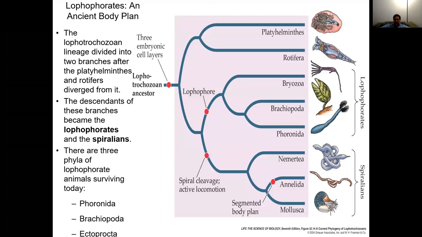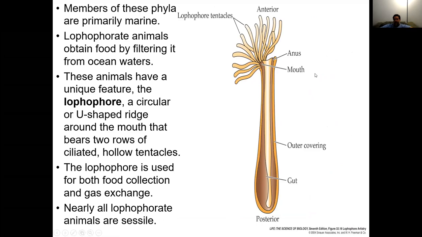Okay, so now we've talked about these groups here. Let's start talking about lophophorates. And so the members of these phyla are primarily marine. Lophophorates are animals that obtain their food by filtering it from ocean waters. And I think they tend to be pretty small. These animals have a unique feature, the lophophore, a circular or U-shaped ridge around the mouth that bears two rows of ciliated hollow tentacles. The lophophore is used for both food collection and gas exchange.